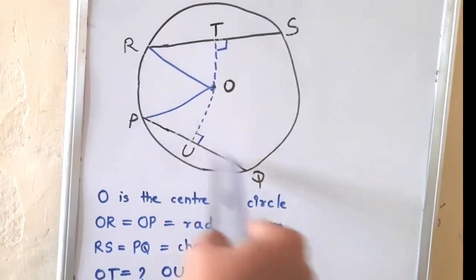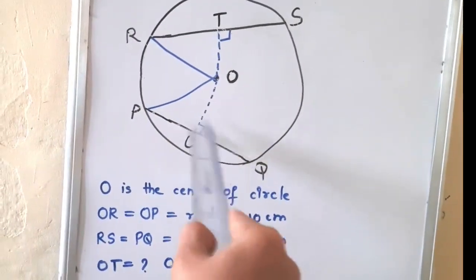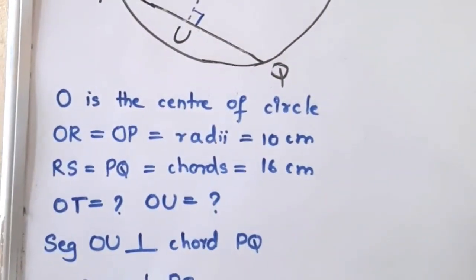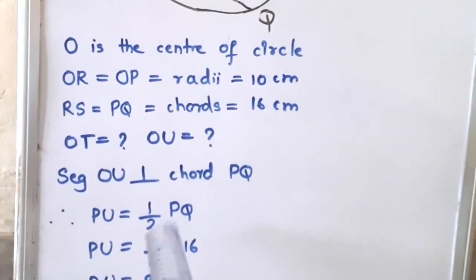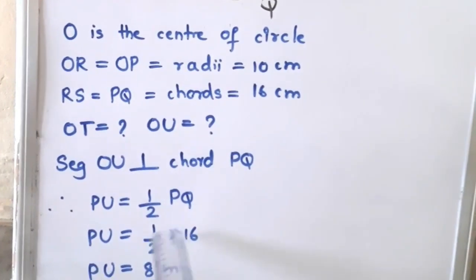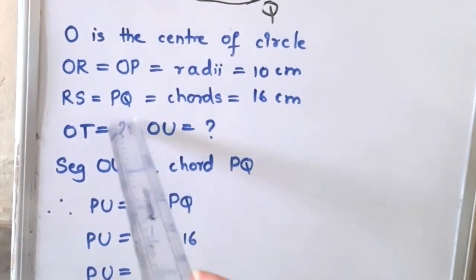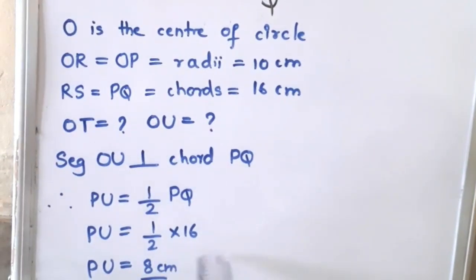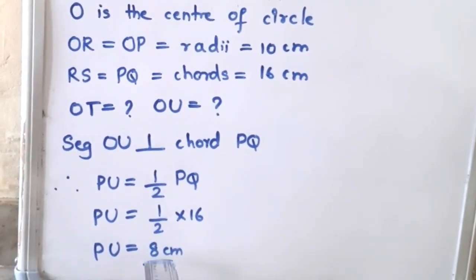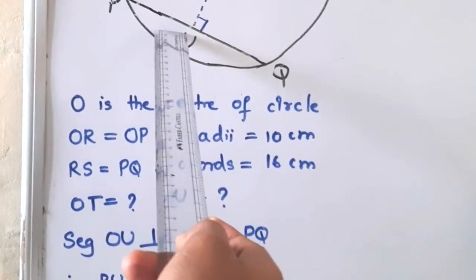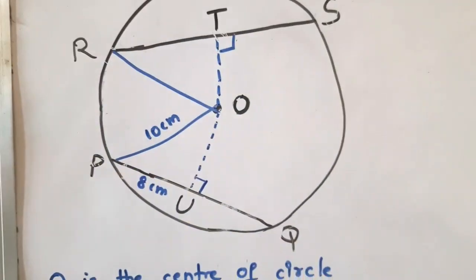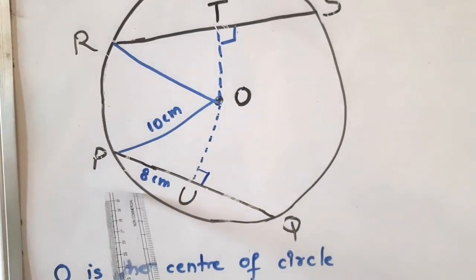In order to find OU, we are writing OU is perpendicular to PQ. If this is perpendicular, we know PU is half of PQ. Therefore, we have written PU is equal to half of PQ. PU is equal to half into PQ is 16. Half of 16 is 8 centimeter. Therefore, we got PU as 8 centimeter.